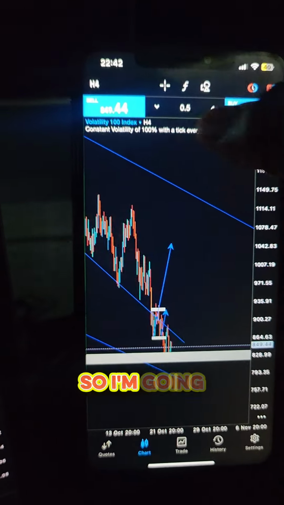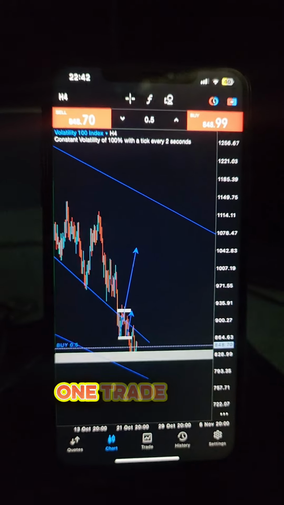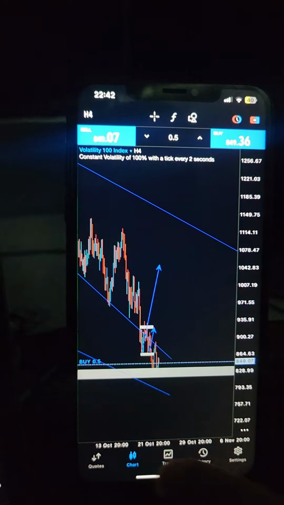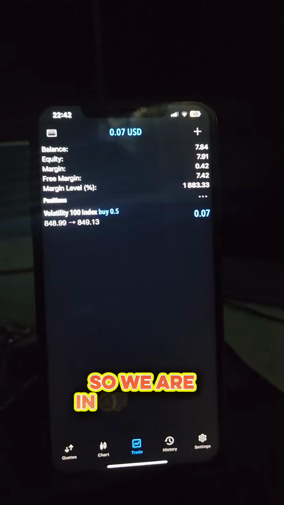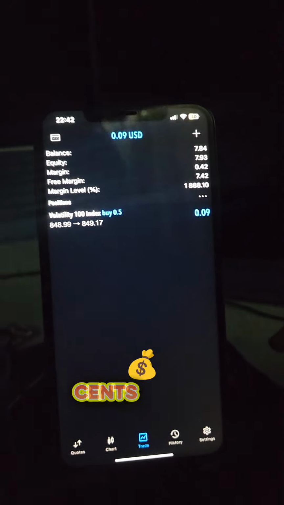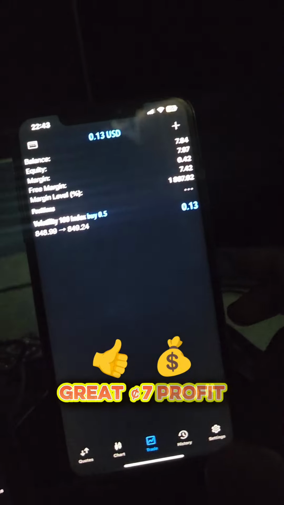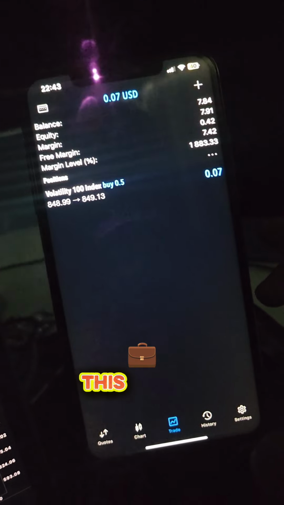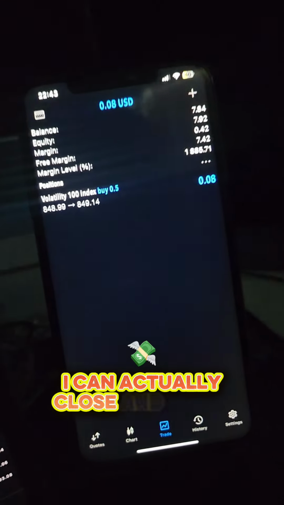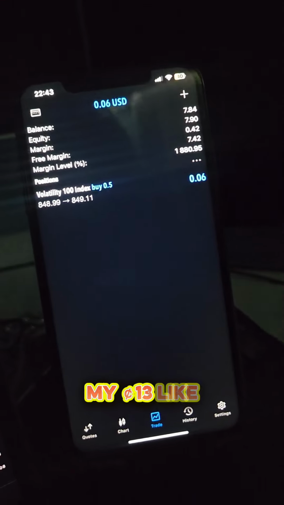So I'm going to execute just one trade, right? So we are in, of course we are in $7 profit. We are going, oh, this is great, 7 cents profit. So what can I buy with this 13-cent account? What can I buy? I can actually close and spend my 13 cents like, you know, like a trader I am.